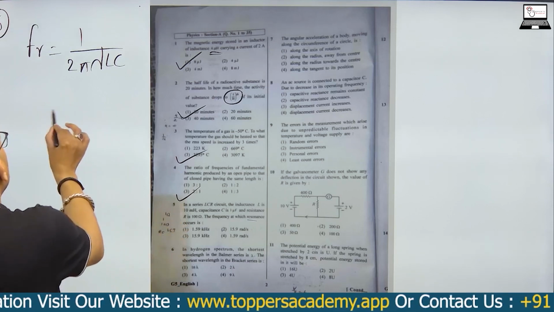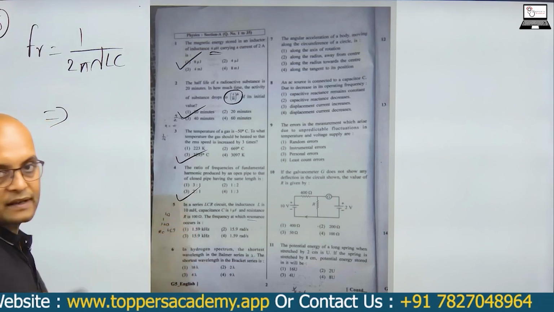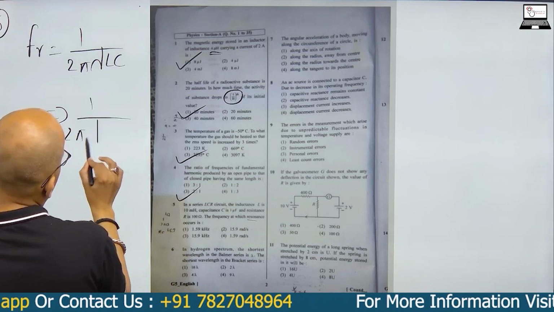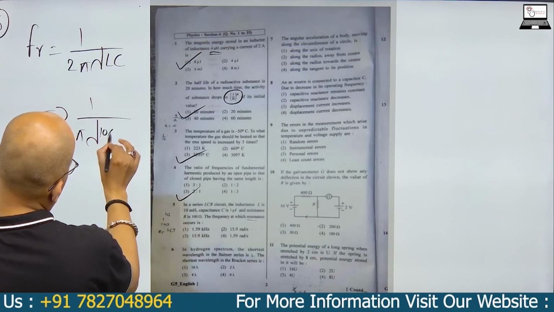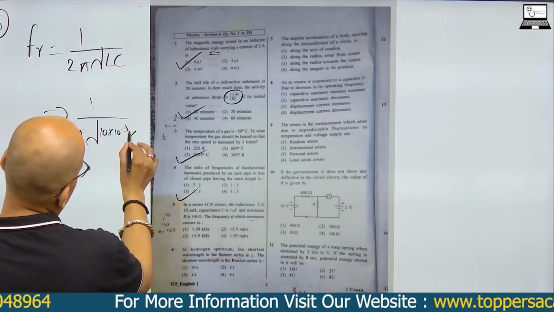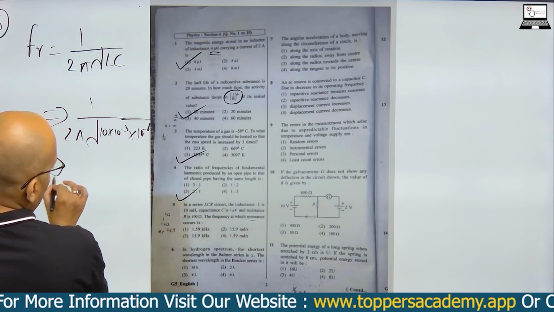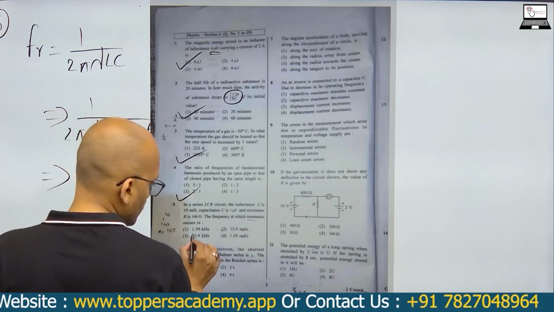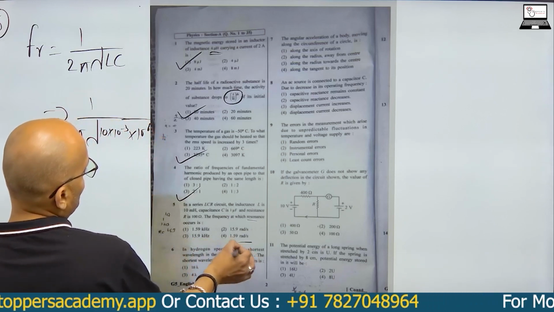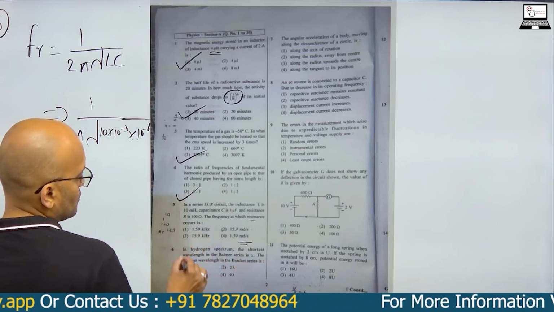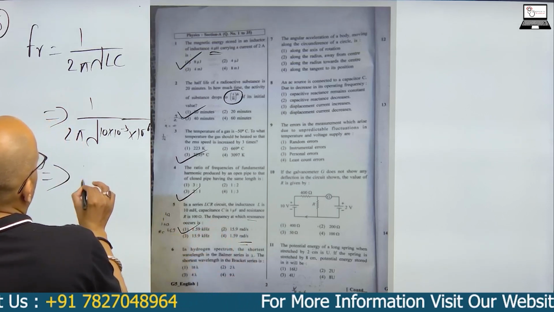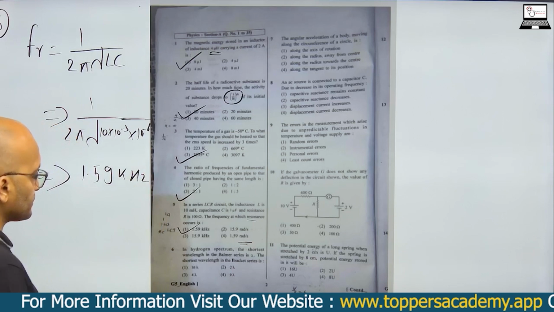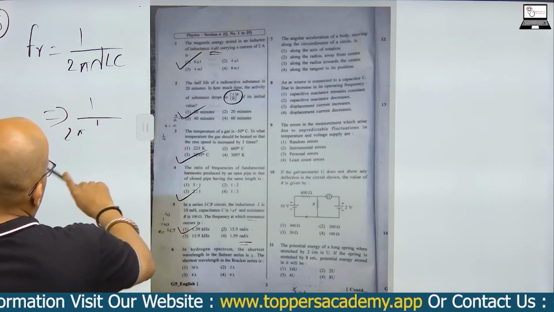Everything is given. You can apply the values, convert this millihenry into Henry by multiplying it with 10 to the power minus 3. So 1 upon 2 pi into 10 into 10 to the power minus 3, and capacitance is in microfarad. Convert it. When you solve it, the answer comes out as 1.59 kilohertz. So see here, radian per second is also given, but frequency is in hertz. This is omega anyway. So 1.59 kilohertz is the answer. Moving on, next question.